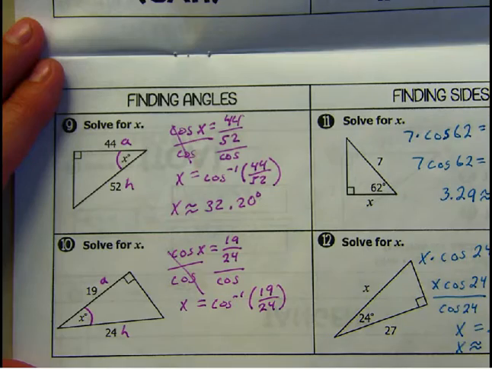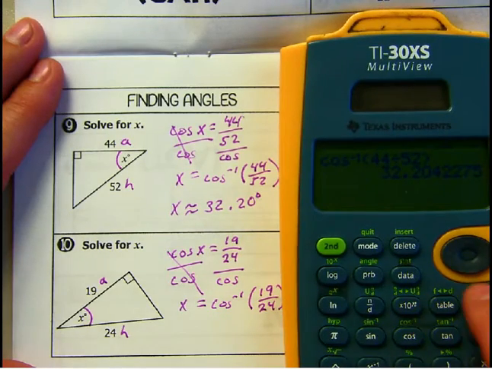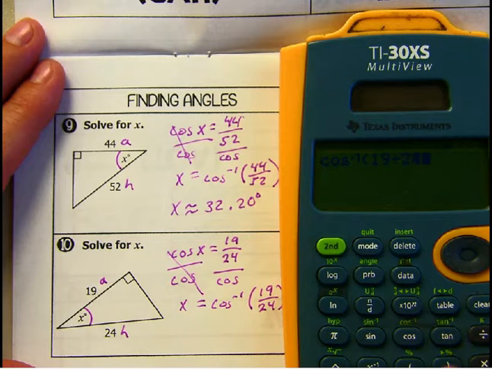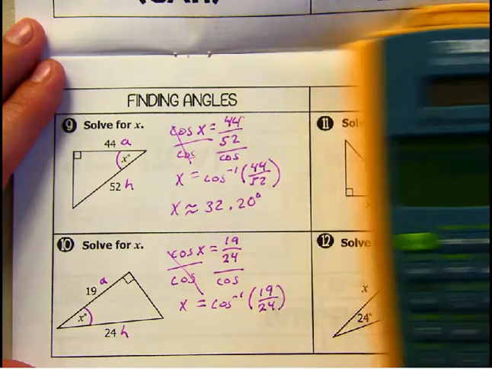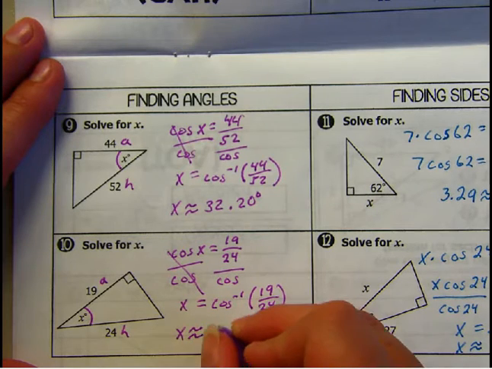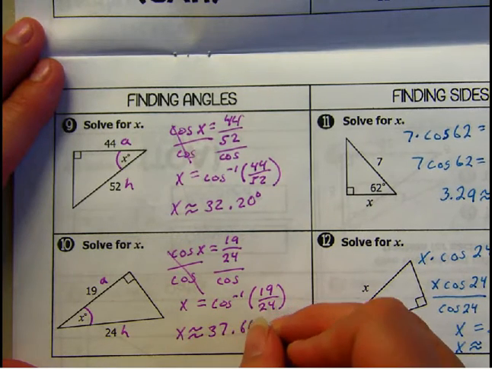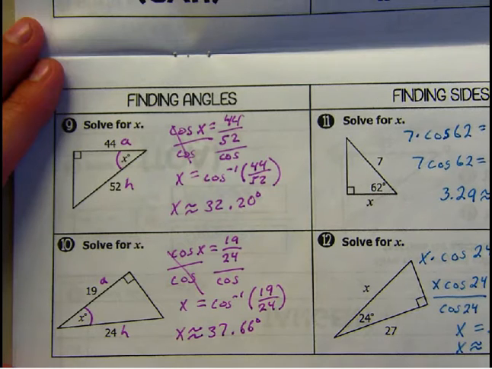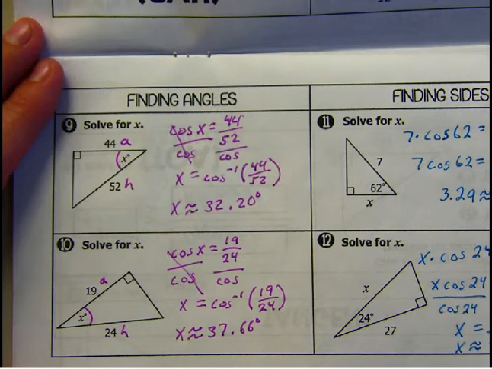So then on our calculator, we're going to type in second cosine to give us that cosine to the negative 1. And then in our parentheses, we want 19 divided by 24. And so that gives us 37.66 degrees. So x is approximately 37.66 degrees. Okay, so those are our two cosine examples.